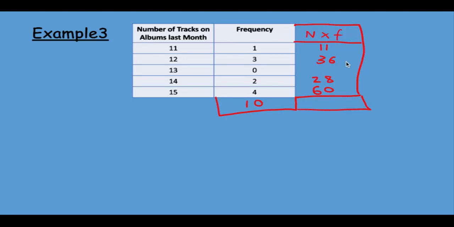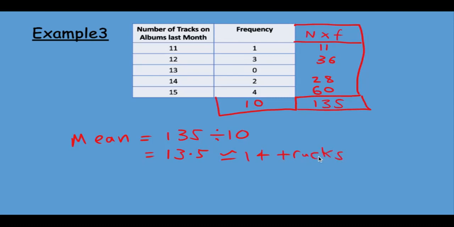Right, we're just going to add those up now. So I've got 11 plus 36 plus 28 plus 60. So I've got 135. Yeah, so my mean is 135 divided by 10. Obviously I don't need my calculator for that. I can see that is 13.5. So approximately 14 tracks per album.